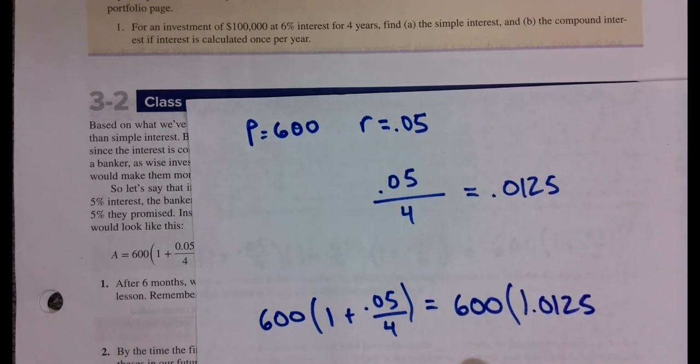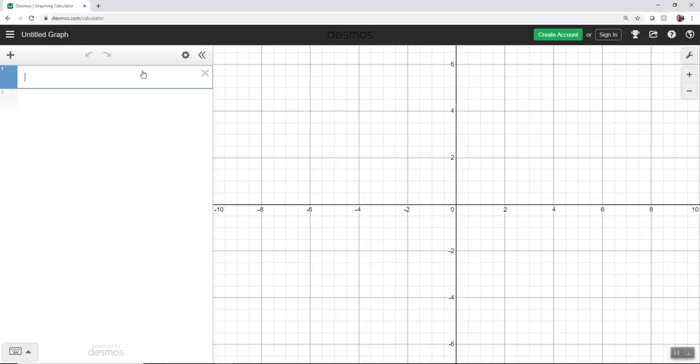So this calculation becomes this, and using Desmos here, we would now do 600 times 1.0125, and we would get that you would be depositing $7.50. In other words, the account balance after 3 months becomes $607.50.